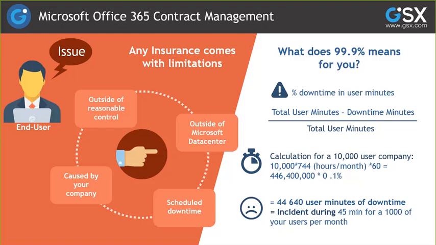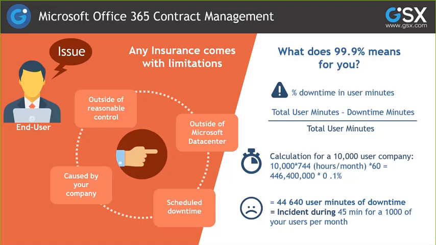So now that we understand what is excluded, let's understand what the famous 99.9% means for you. Microsoft calculates a downtime ratio based on your total number of user minutes of use of the service. We see the calculation on the slide here on the right. A downtime only counts for users that are impacted. So you might understand that you need a big incident to go under 99.9% of availability.